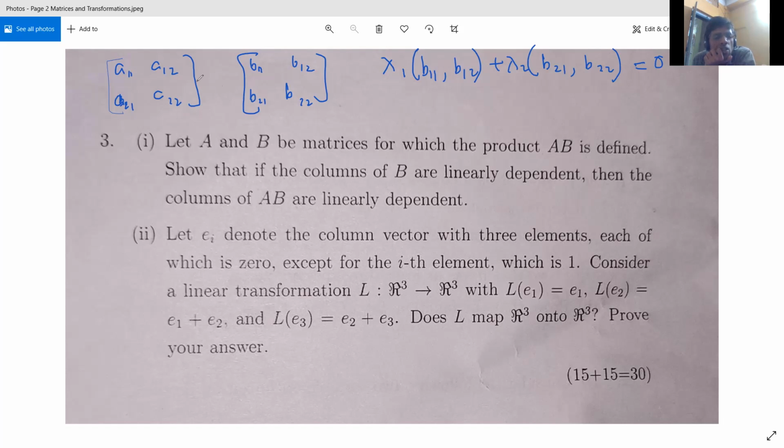No, I think you just multiply these two, and whatever you get, you show that you can find some lambdas for that also. The same lambdas will work, right? No, no, I'm not writing the rest of it because it's clear, right? If you multiply this with this, oh okay, sorry. Okay, I did write some things.